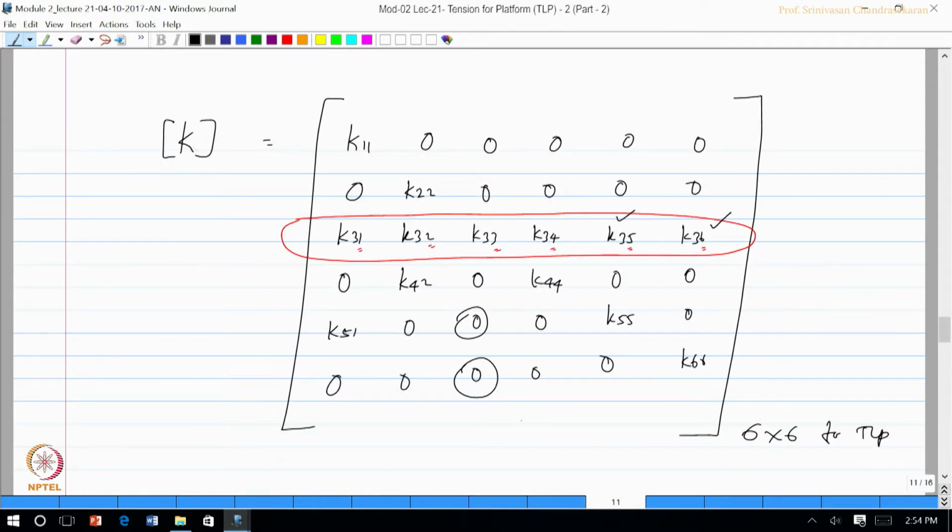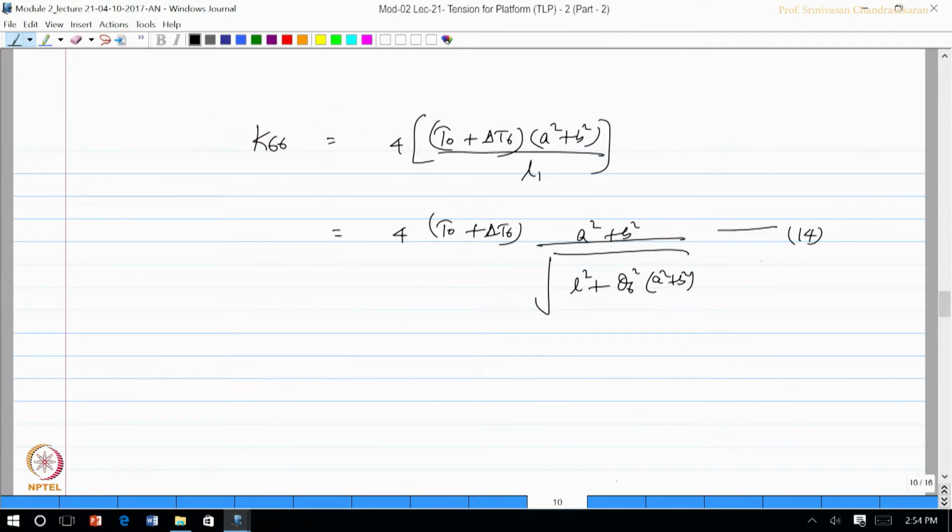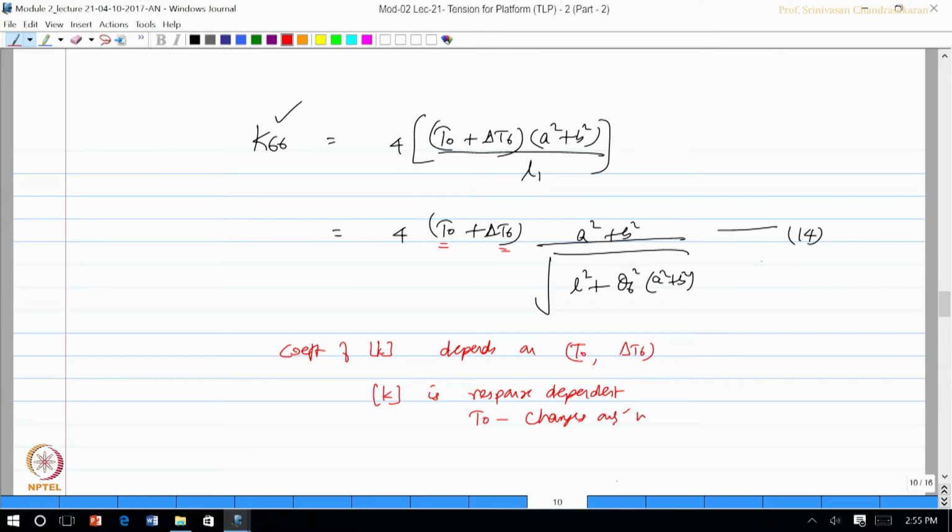Take for example, any one specific coefficient, let us say K66. The coefficients of the stiffness matrix depend on tether tension variation and change in tether tension variation, you see here. So, I should say that the K matrix is response dependent, because T0 changes only when there is a displacement.